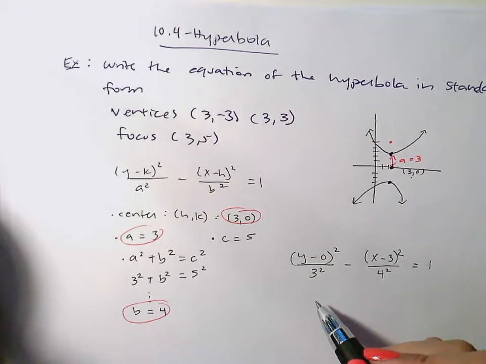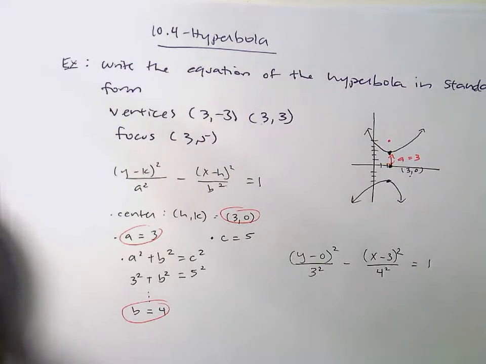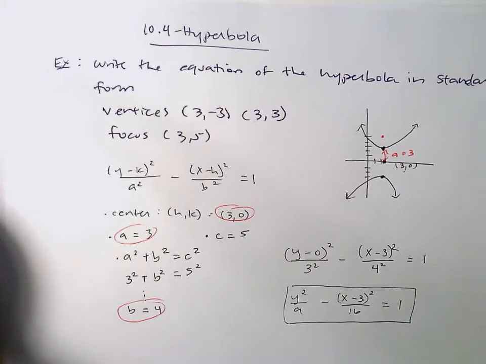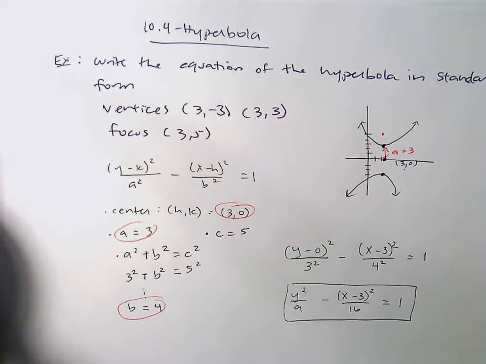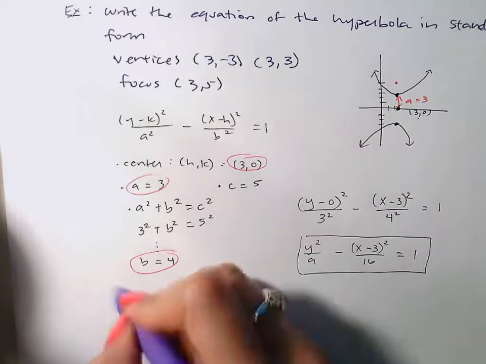So now what we're going to do is simplify this. So this is y squared over 9 minus (x minus 3) squared over 16 is equal to 1. So this would be the equation in standard form. Now if I wanted to graph it, let's go ahead and actually graph it to scale. So let's write down the information that we have.